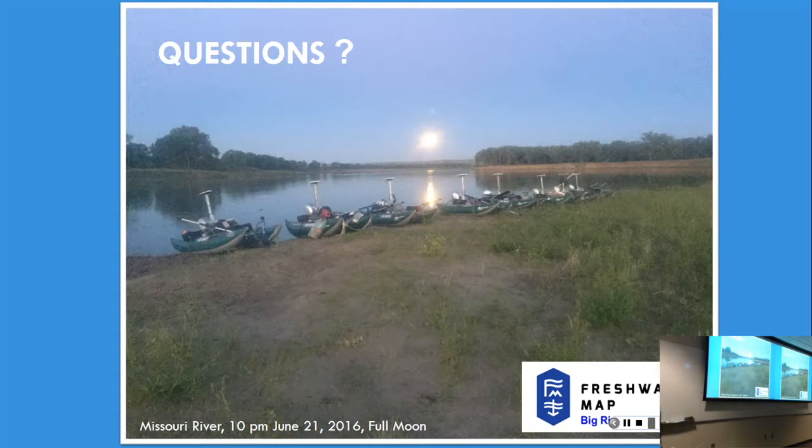Yeah, great question. Yes? You mentioned that the bathymetric LiDAR required clear water. Yes. So how clear is clear? So if you look at an aerial photograph and you can see the bottom, that's barely clear enough.